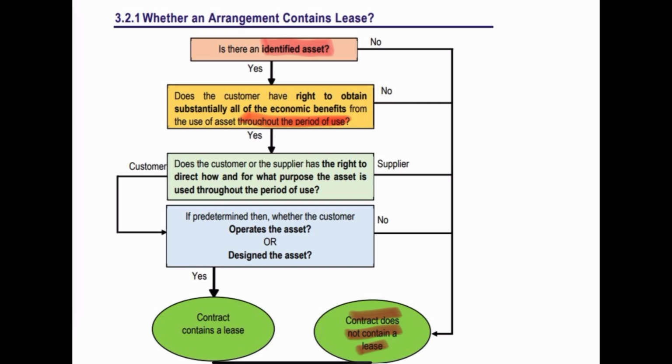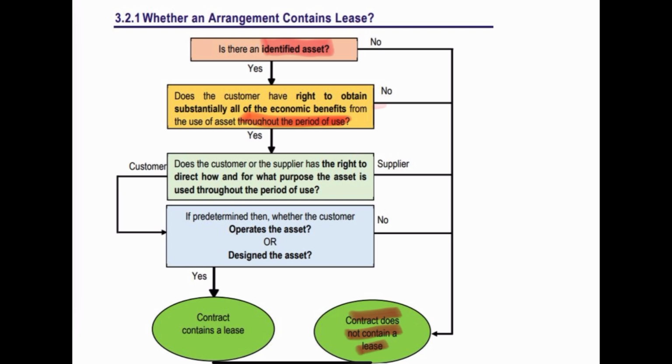Let's say you have a building and the customer will have the right to use that building for substantially all the economic benefits during the lease period. Let's say lease period is 5 years. For those 5 years, if the customer has all the right to use the building for substantially all the economic benefits from that building, then it's a lease. Otherwise it's not a lease. So this condition should be satisfied. If this condition is not satisfied, then again the contract does not contain a lease. If it's satisfied, then you have to ask the next question.